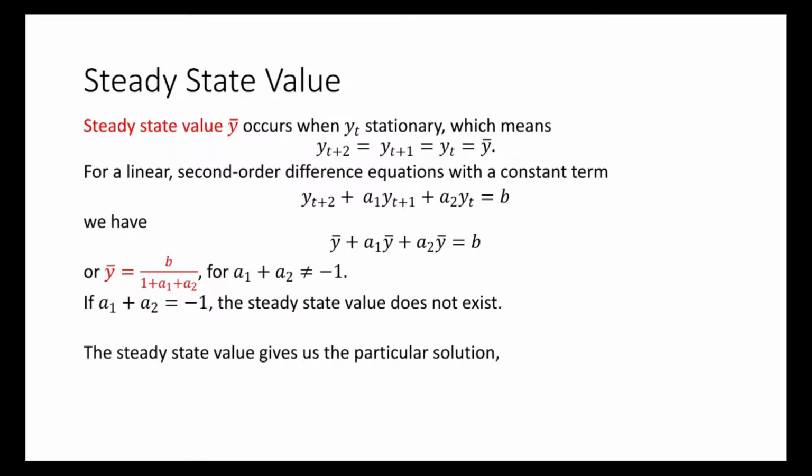In this case, when we have a constant term on the right hand side, the steady state value gives us the particular solution, y par. The particular solution is equal to the steady state value. So in general, we have the complete solution, which is the homogeneous solution plus the particular solution, or the homogeneous solution plus the steady state value. Let's continue with an example.